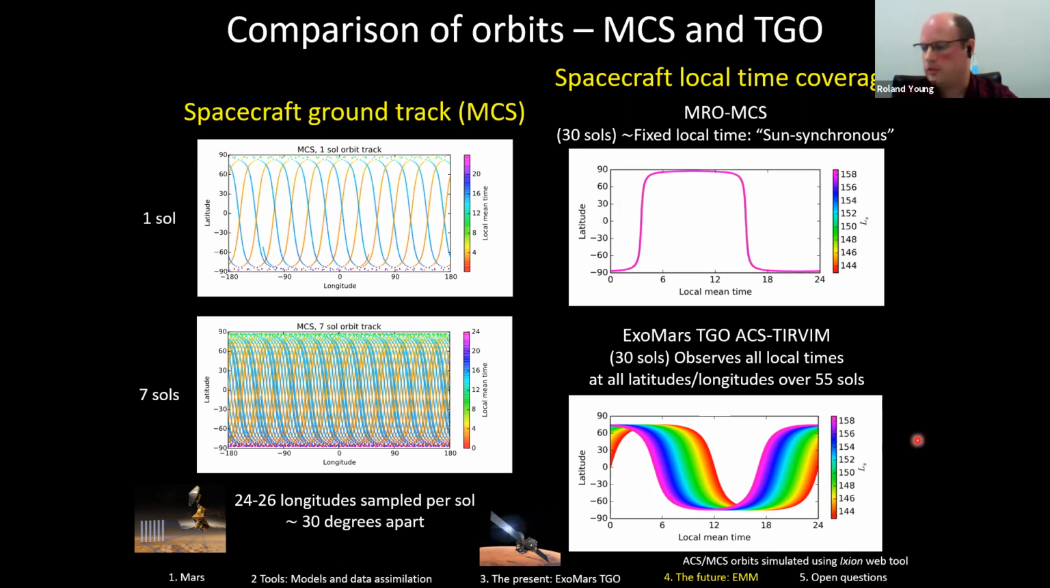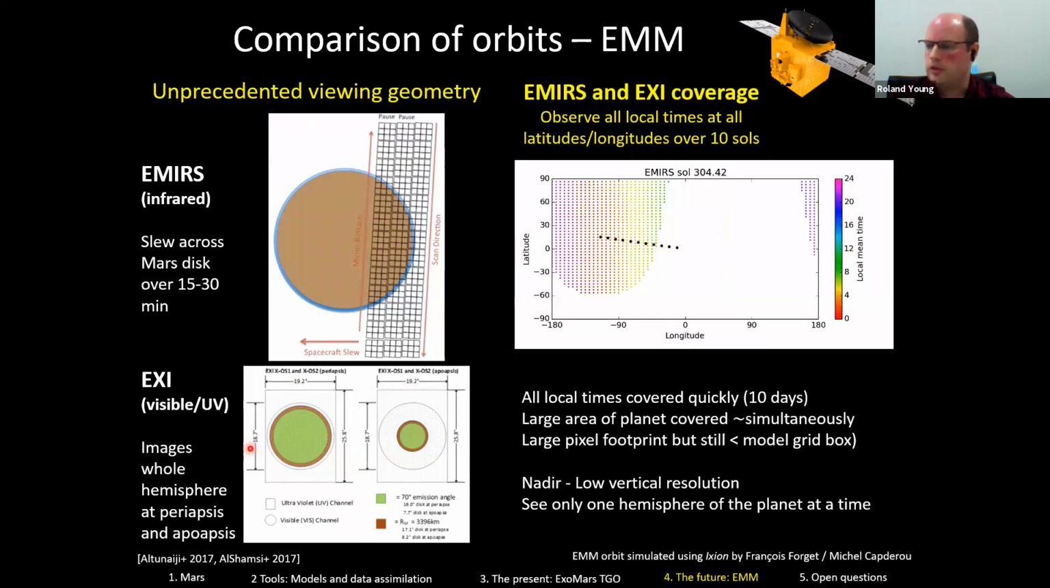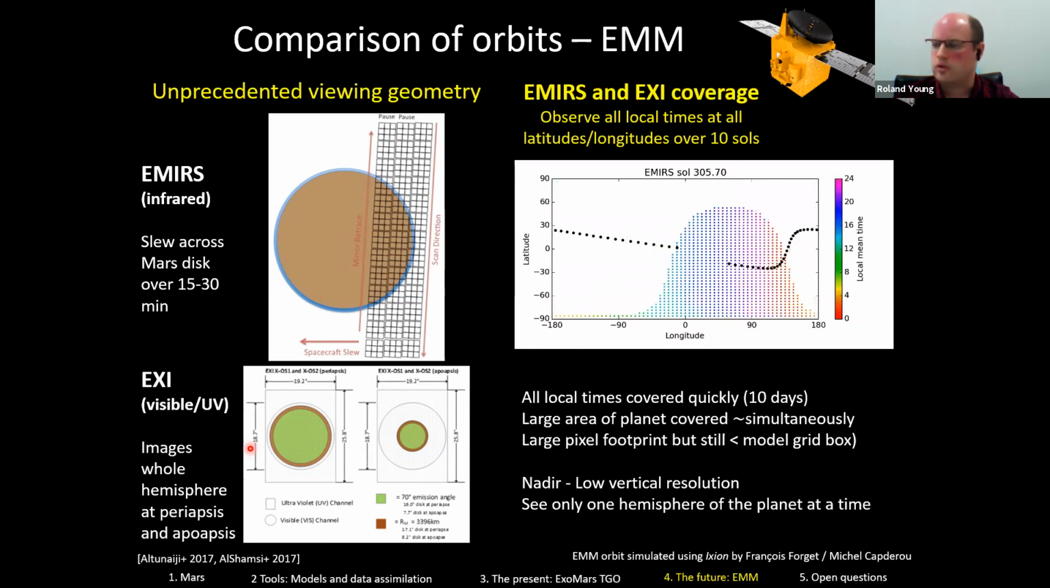So you get to see all local times eventually, but it does take quite a long time. So this is what EMM will do. The two images on the left illustrate the geometry of the observations. But what I really want to impress on you here is how much of the planet will be seen over a really quite short period.